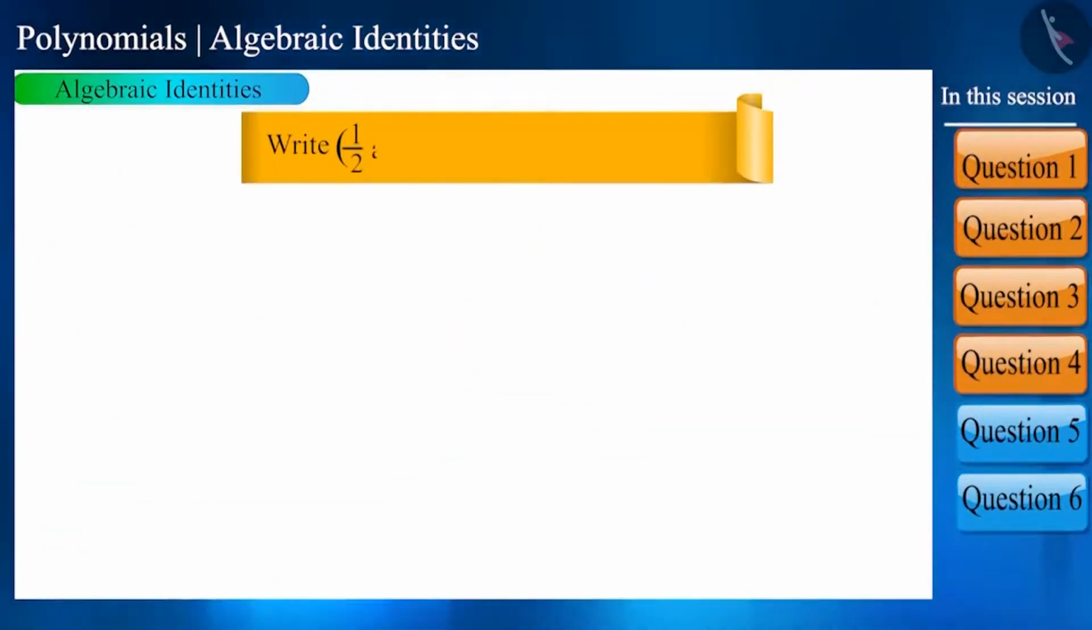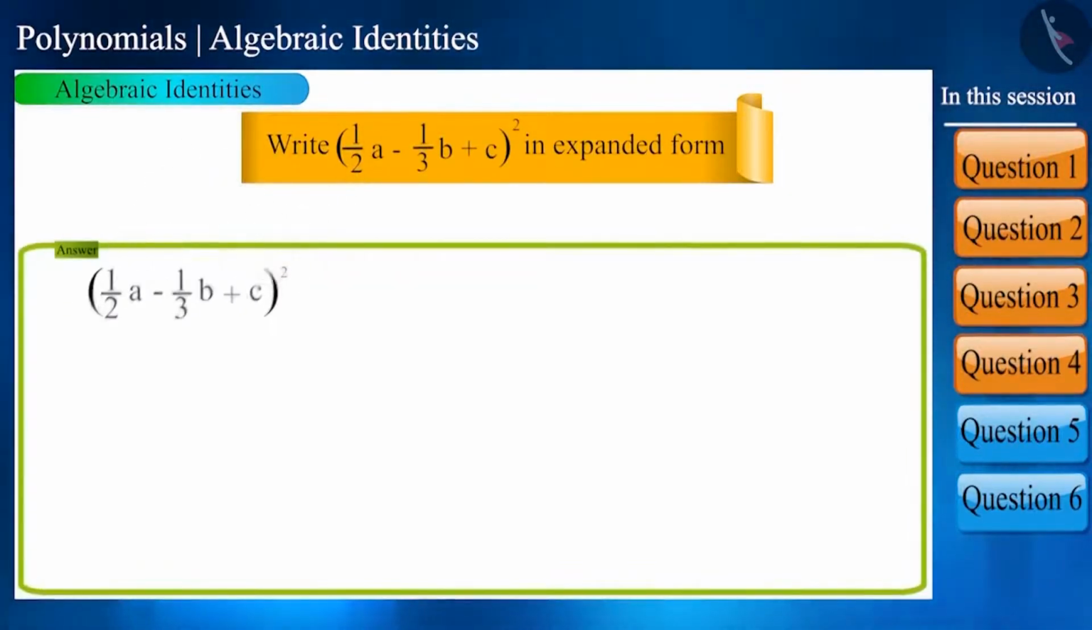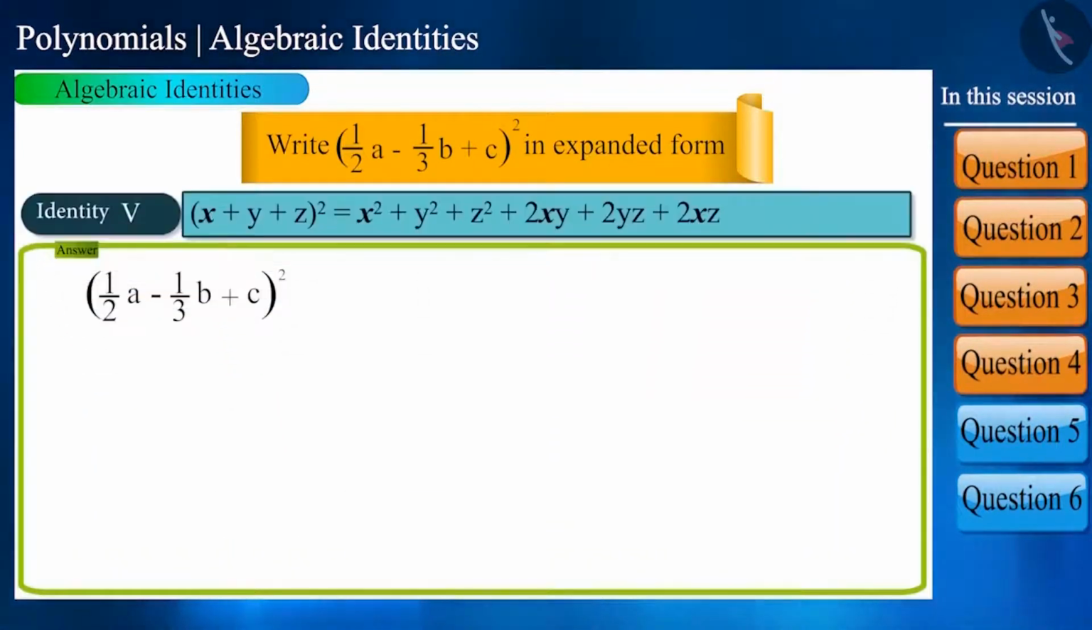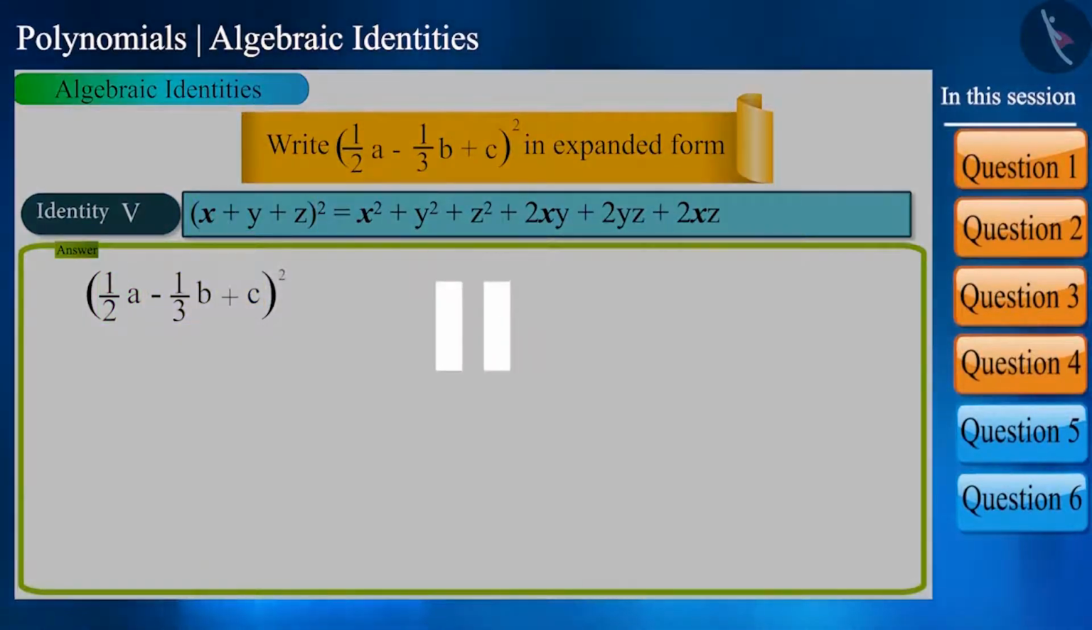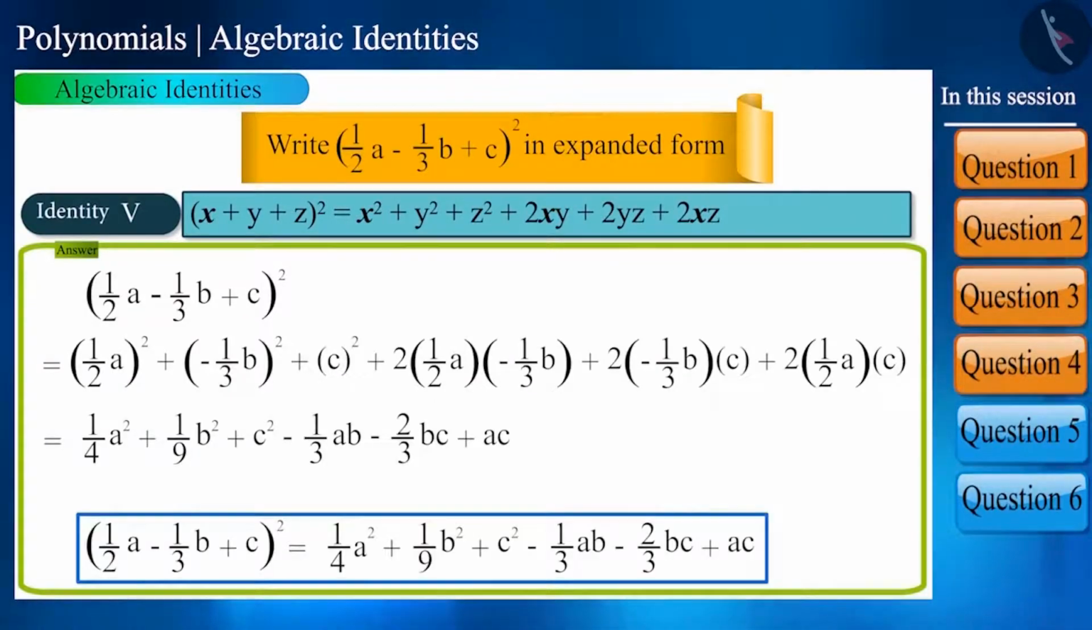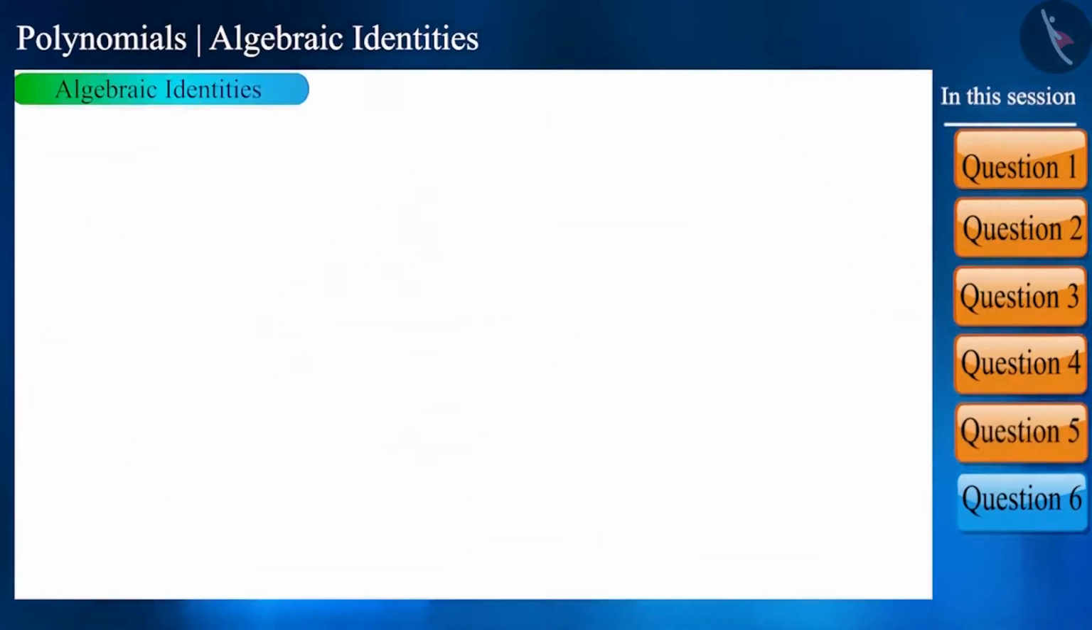Now, write (1 by 2a minus 1 by 3b plus c) whole square in an expanded form. Here, which identity will we use? Yes, identity 5. Here, x is 1 by 2a, y is minus 1 by 3b, and z is c. This is quite easy. Solve it yourself and see whether you are getting the right answer. Let's take the next question.